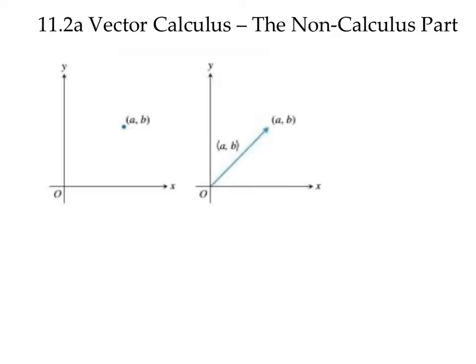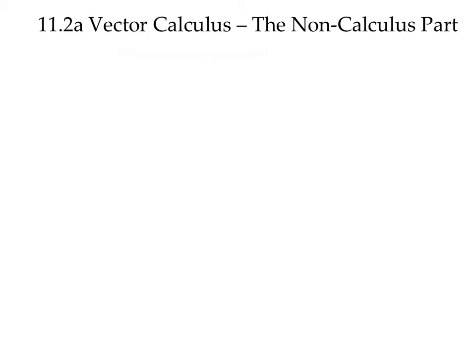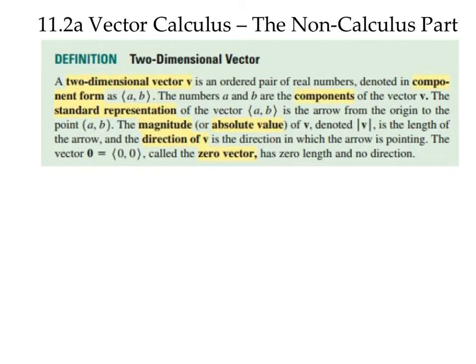This illustration should reinforce the difference between the coordinate point (a, b) and the vector which goes from the origin to the point (a, b), which is denoted with angle brackets <a, b>. We can define a two-dimensional vector as follows. A two-dimensional vector v is an ordered pair of real numbers denoted in component form as, I don't know what to call that symbol, less than, a, b, greater than. The numbers a and b are the components of the vector, and the standard representation of the vector is an arrow from the origin to the point (a, b).